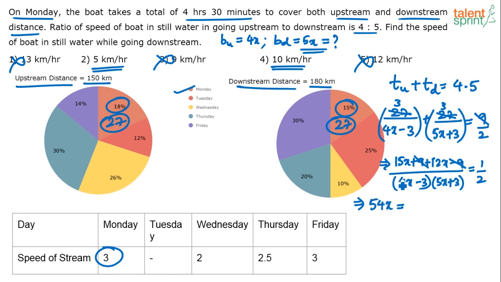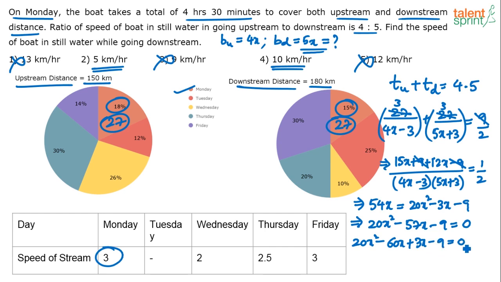equals to, this gets multiplied on the other side. So 4x into 5x, 20x squared. This is minus 15x plus 12x minus 3x minus 9. Yeah, solve for x from this one. I think the quadratic equation becomes 20x squared minus 57x minus 9 equals 0. So 20 times 9 is what, 180, right? How do we get 180 from 57? Minus 60 plus 3, I guess. So 20x squared minus 60x plus 3x minus 9 equals to 0.